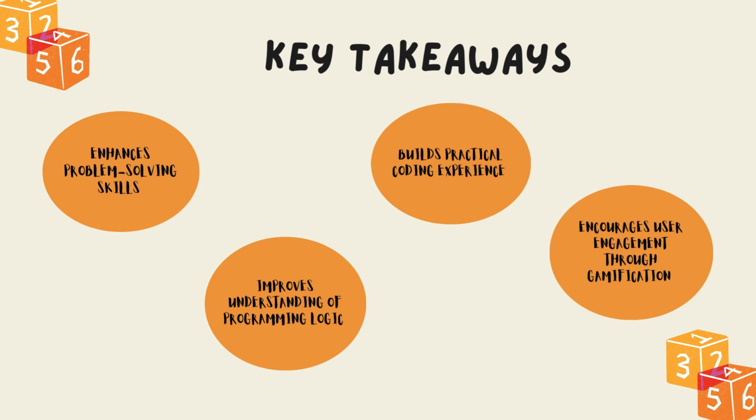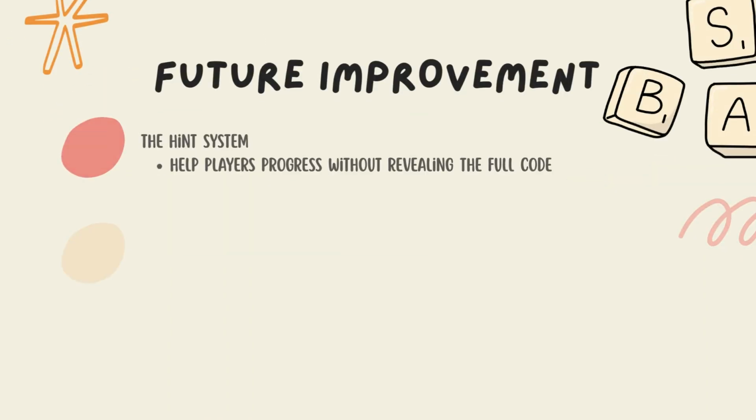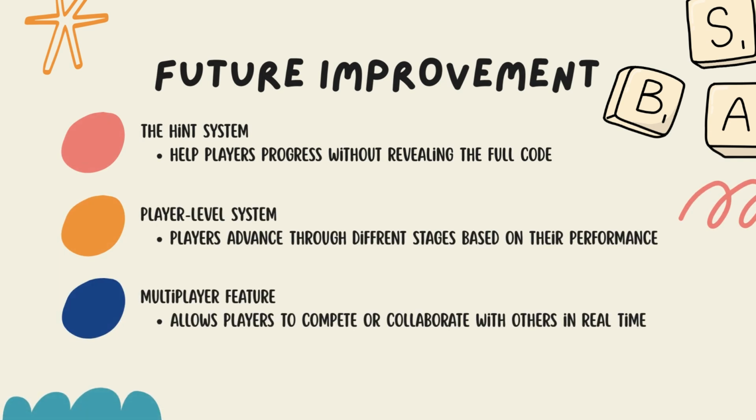And the last one, encouraging user engagement through gamification. Game elements like scoring and challenges keep users motivated and actively involved in learning. For future improvement, the first one is the hint system. The hint system can be added by providing limited and structured clues to help players progress without revealing the full code. Hints should be restricted in number so that players are encouraged to think logically and solve the problem independently.